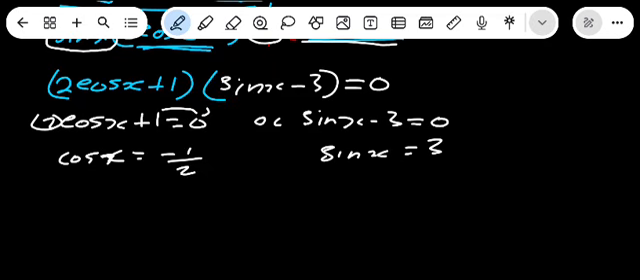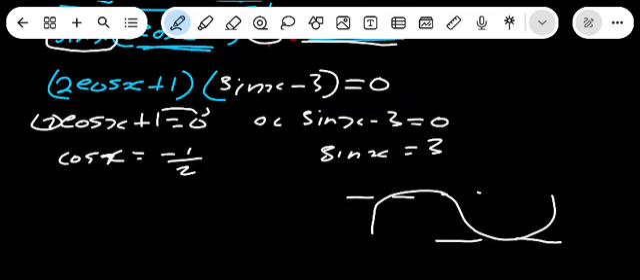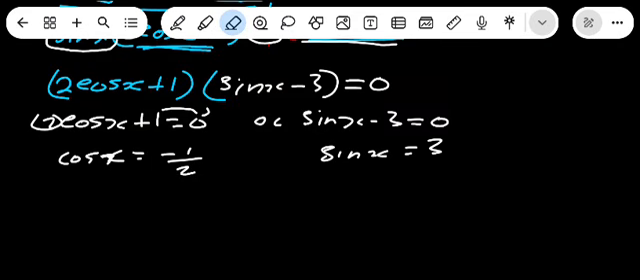So this won't work, because when you sketch the graph, the range there will be from -1 up to 1. We are talking about the range, not the domain. The range is restricted, it must be between -1 and 1. So we have 3. If you punch this on your calculator, obviously you'll get an error.